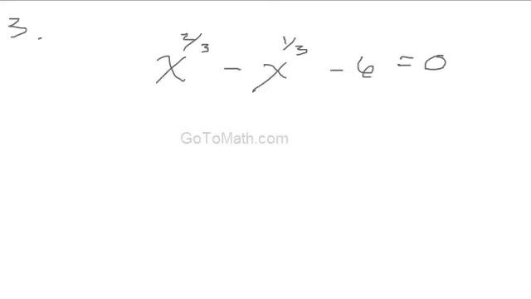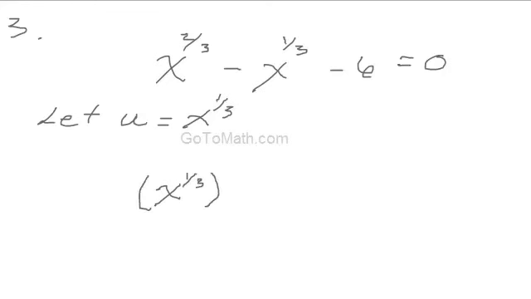Minus 6, okay? So we're going to use what's called substitution here. We're going to let u equal x to the 1/3. Alright, so what I'm going to do here is rewrite this so maybe you see this a little better. I can rewrite this as x to the 1/3 and the whole thing squared. So this would be the first term, minus, and then we just rewrite x to the 1/3 here, minus 6 equals 0.